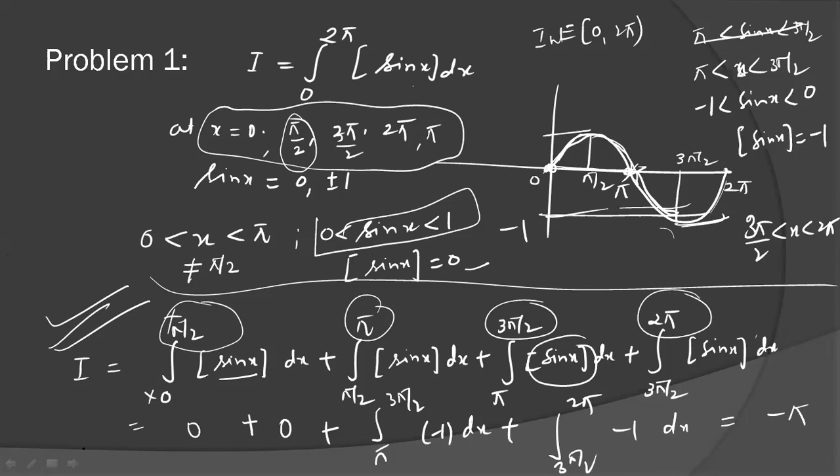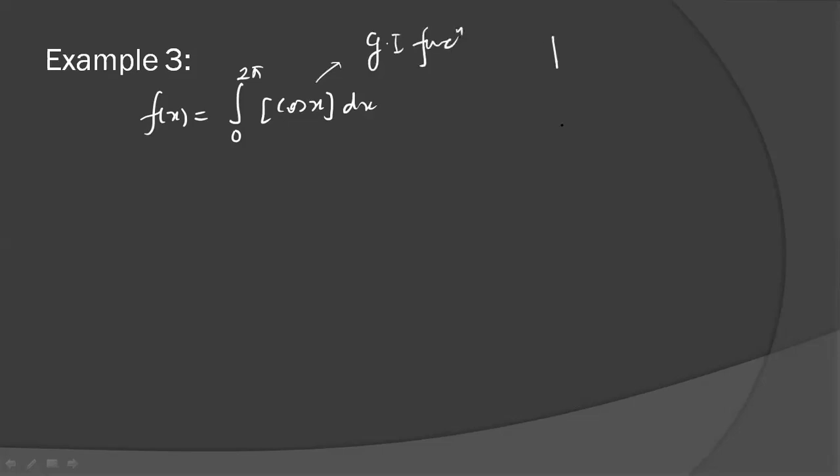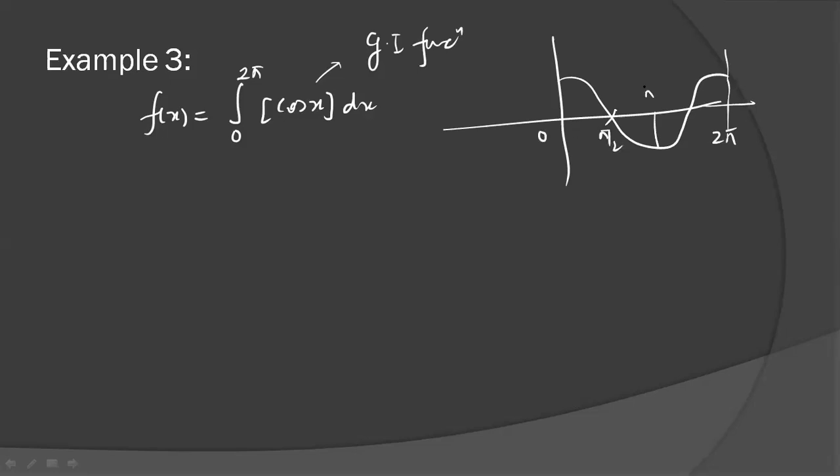One more problem I have. f(x) equals the integral from 0 to 2 pi of greatest integer cos x dx. This is the greatest integer function. Now see the graph of greatest integer cos x in 0 to 2 pi. It is pi by 2, it is 0, it is pi, it is your 3 pi by 2.